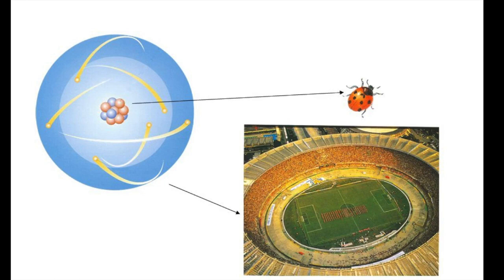If you compare the size of the nucleus to the atom, imagine a football stadium. If the stadium's diameter is an atom, and a bee travels in it, the size of the bee is the nucleus. Such a small size is occupied by the nucleus when compared to the atom. So you can imagine how small the nucleus is compared to the atom.